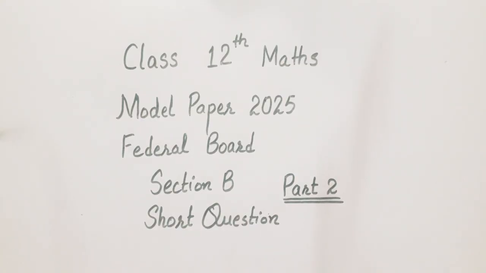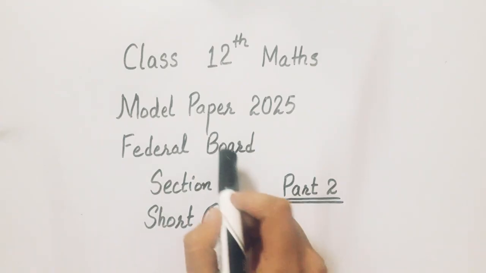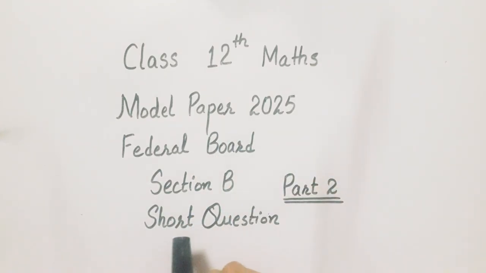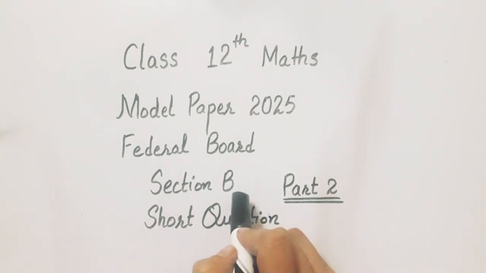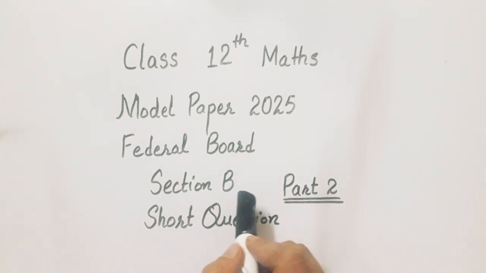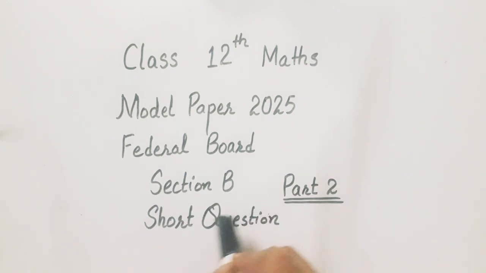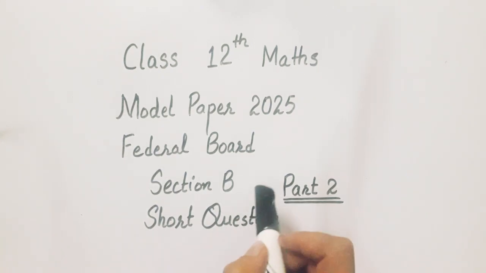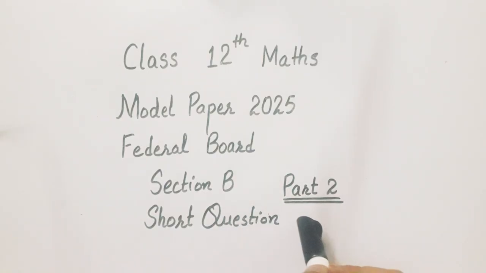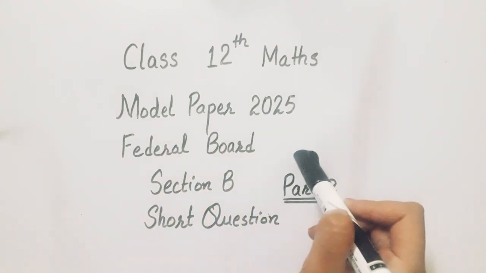Today we are going to solve the Class 12 Maths Model Paper by Federal Board for the 2025 exam. In this video we will solve the short questions given in Section B on the right hand side. In the previous video, we solved all the short questions of the left hand side. You will find that video link in the description of this video, and we have already uploaded the video of MCQs for the Class 12 maths exam.